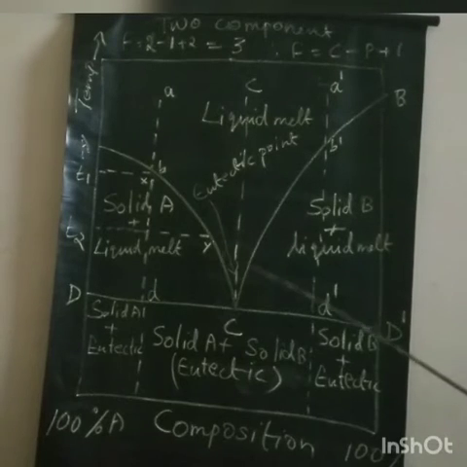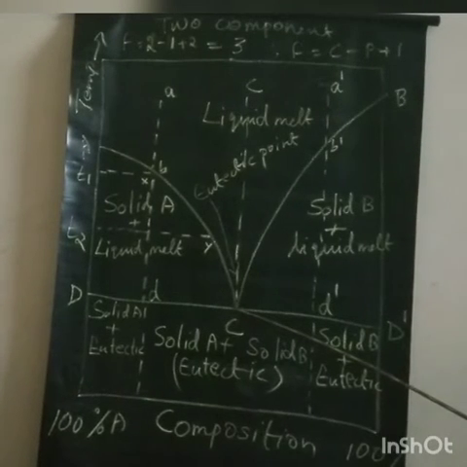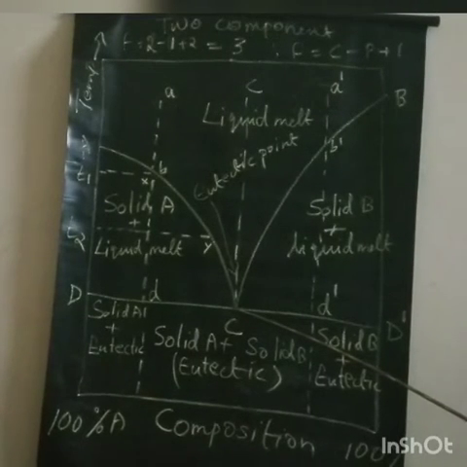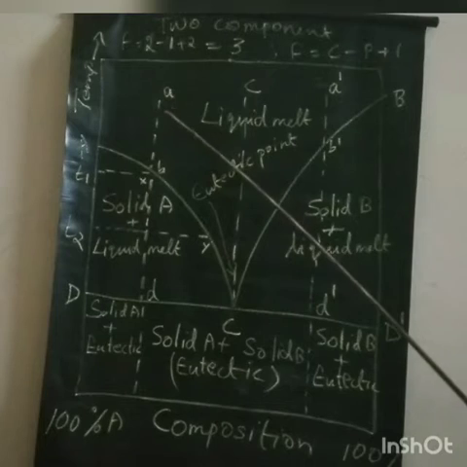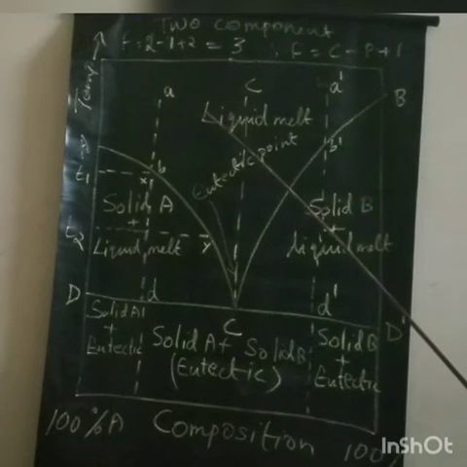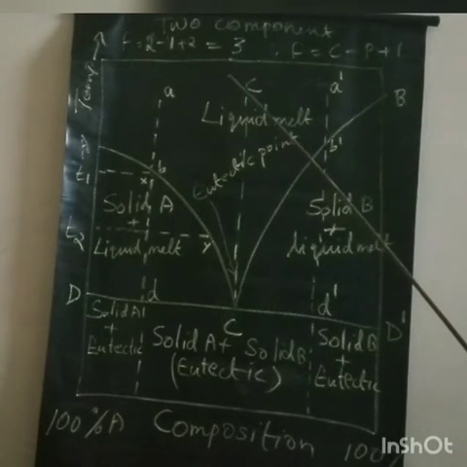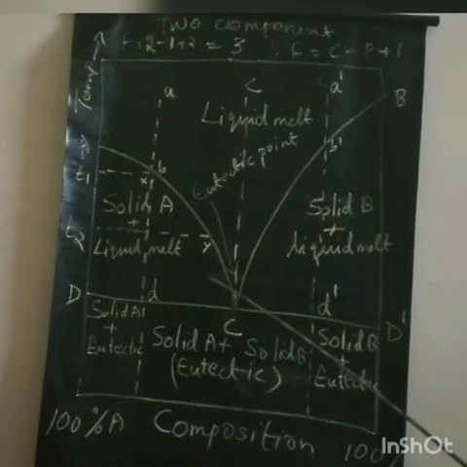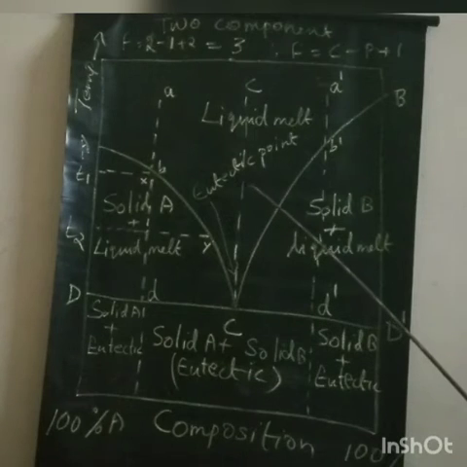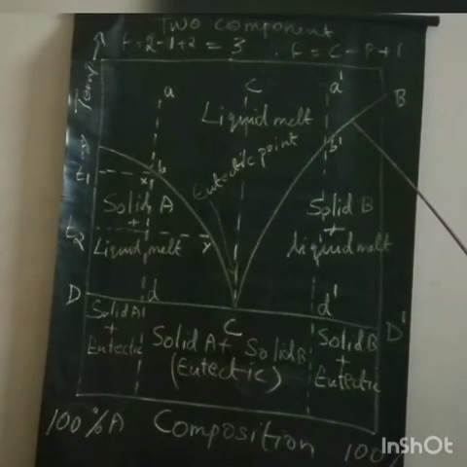Okay, and the two curves meet at the point C. See here, the two curves meet at the point C, and this point C is known as the eutectic point. As you can see from the diagram, there are three phases existing in equilibrium: solid A, solid B, and the liquid melt.